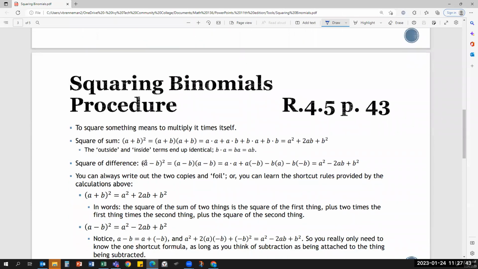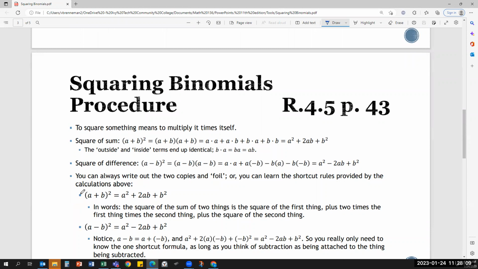So the correct procedure: squaring something means multiplying it times itself. So if I have a plus b squared, that's a plus b times another a plus b. When we FOIL that out, we get a squared, and then we get ab and ba that add up to be 2ab, and then we have b squared. So we have that middle term in addition to just the a squared and the b squared.